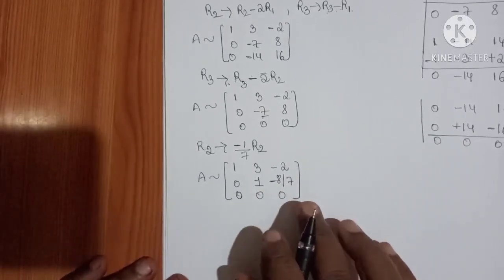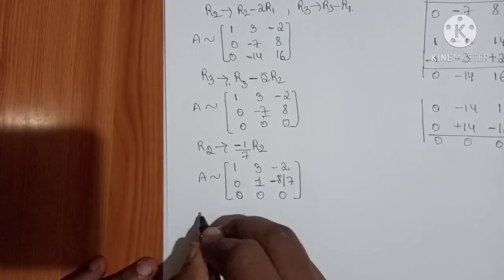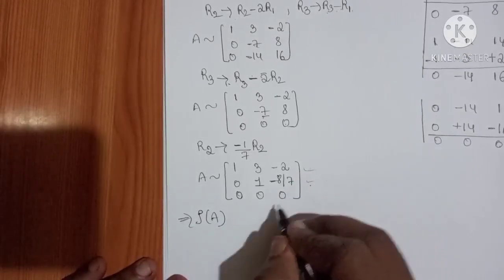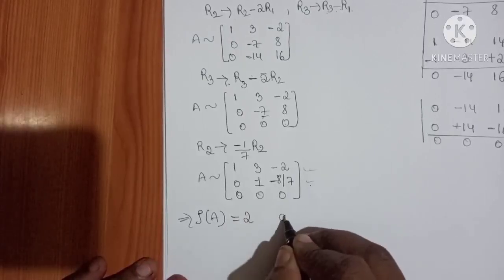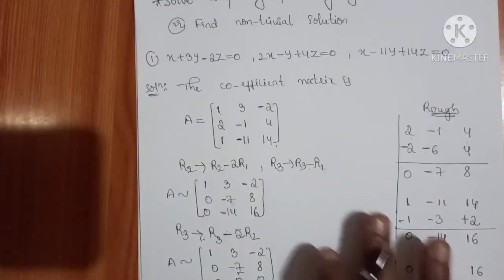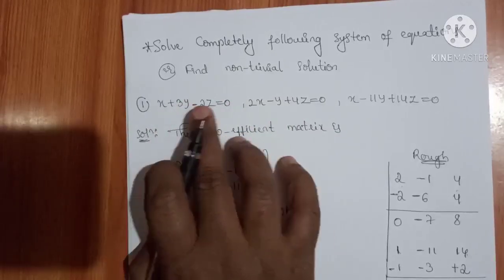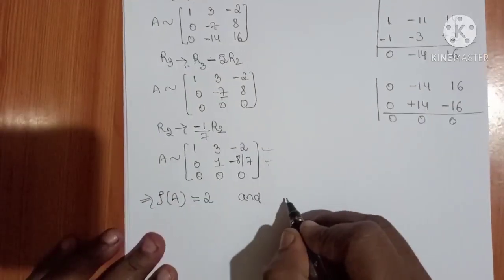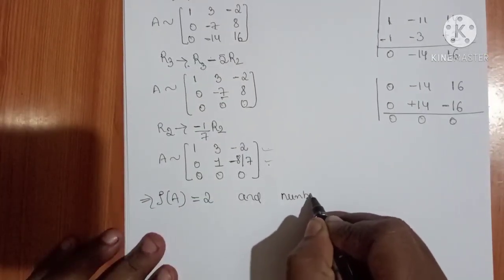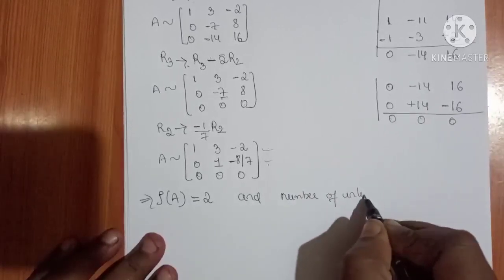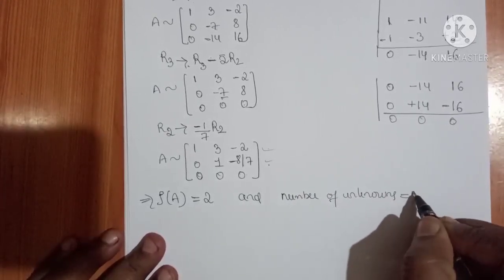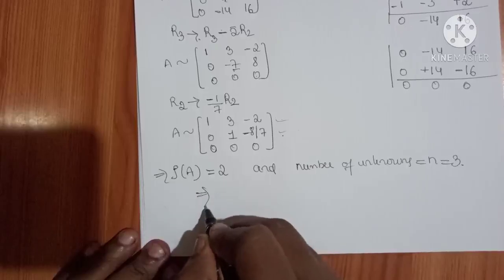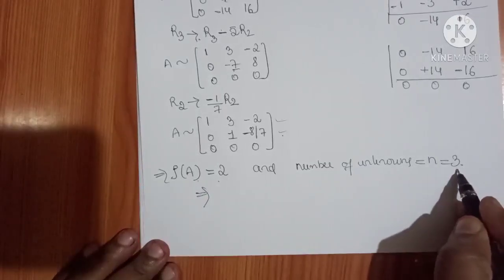Now it is in the echelon form. Therefore, rank of A is equal to, here you count the non-zero rows, and we get 2. You can also observe that the given system of equations has 3 unknowns. So the number of unknowns n equals 3, and you can observe that here rank of A is less than n.